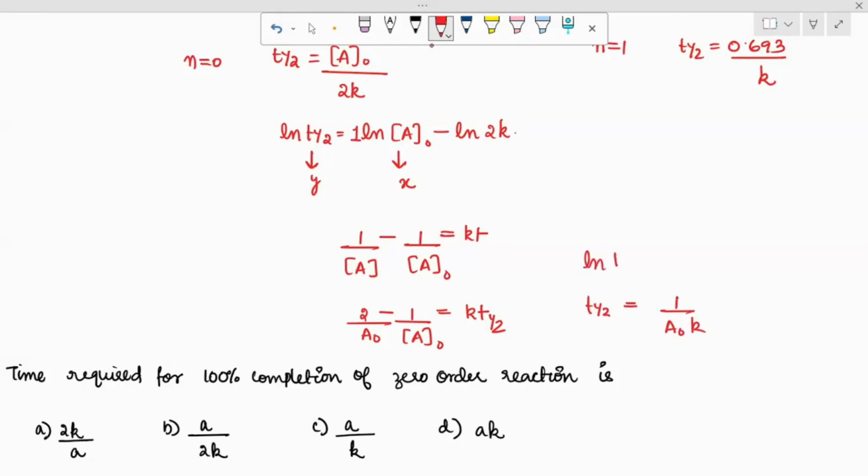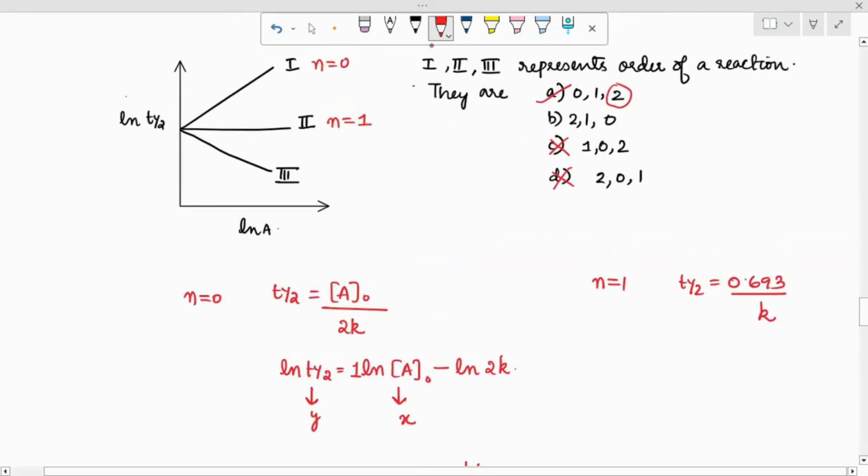So ln of T half is going to be equal to ln of 1 by K, let's write, minus ln A naught. So you can see that ln T half versus ln A naught has got a negative slope of minus 1, and hence the trace 3 corresponds to 2.